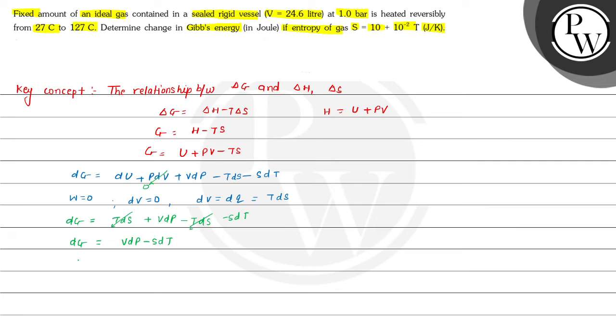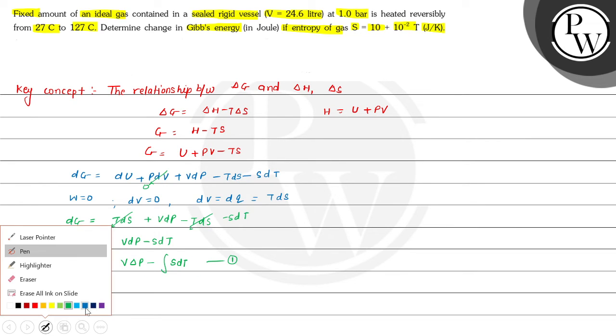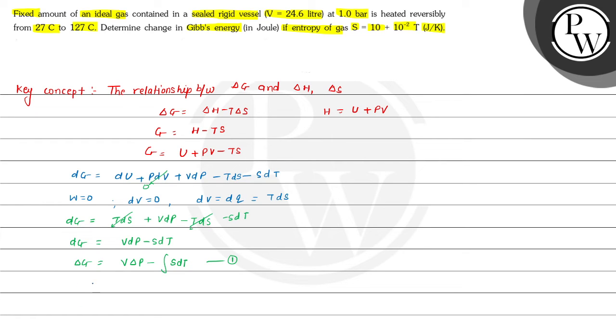Now we can write del G is equal to V del P, that is change in pressure multiplied by volume, minus the integration of S dT, because here entropy is given, which is temperature dependent, so we will integrate with respect to temperature. Let's say this is our equation first. Now we can integrate this. What is the value of integral V dP? It is equal to volume times P2 minus P1. This is our equation second.